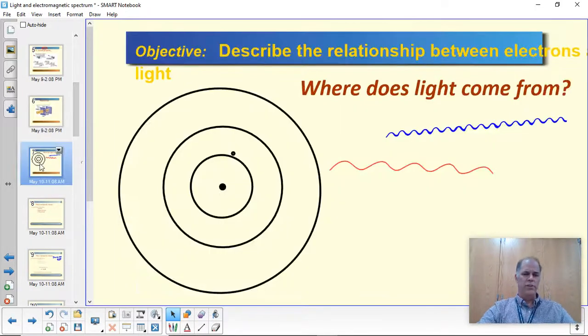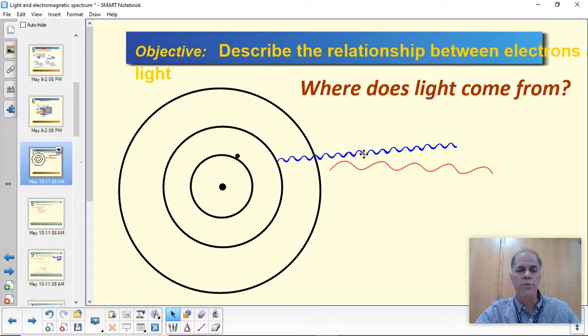So I'm going to go back to this diagram here. We said before that light comes from electrons falling from high energy to low energy. But most things in physics can happen in reverse. So if a light wave comes in and strikes this electron when it's at a lower energy level, it gives it enough energy to lift it up to a higher energy level.